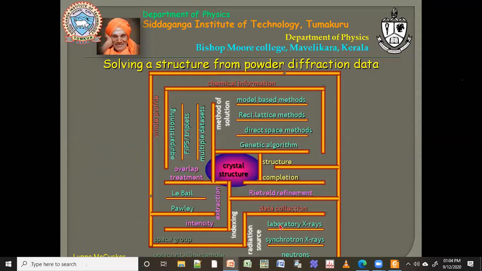So first, you start with a polycrystalline sample. Either you do a lab X-ray, synchrotron X-ray, neutron, sorry, neutron diffraction. Any of these diffraction data, you collect the data, and then you do indexing to get a space group, and then this is your indexing route. Okay, you go either Le Bail or Pawley. So we'll do Le Bail in our case.